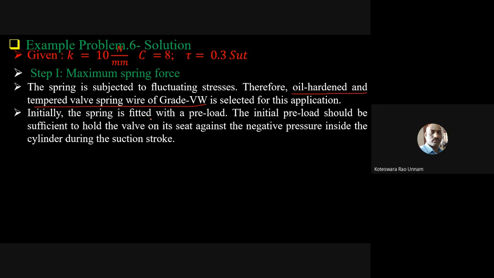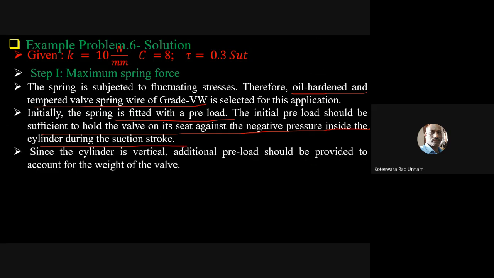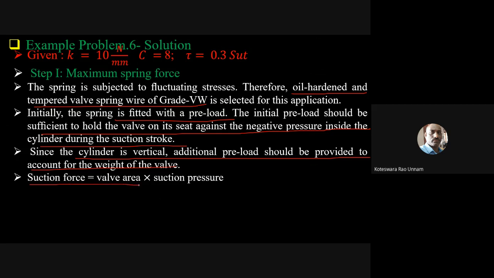Also here the load is changing from 50 newtons. The initial load is the free load, and the free load should be sufficient to hold the valve spring against the negative pressure inside the cylinder during the suction stroke. Since the cylinder is vertical, an additional free load should be provided to account for the weight of the valve. So to calculate that load, first we need to compute the suction force, that is nothing but suction pressure multiplied by valve area.